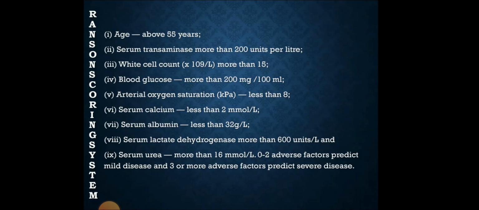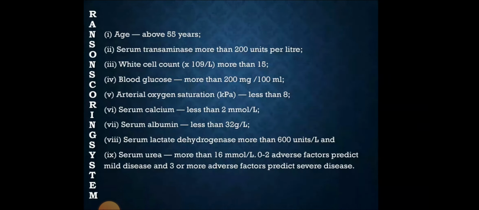scoring system. And 9 factors are being considered here, and those 9 factors are age, serum transaminase, then white cell count, blood glucose, arterial oxygen saturation, serum calcium, serum albumin, serum lactate dehydrogenase, and serum urea. These are the 9 factors being considered, and the limit values are also given, like age above 55 years, serum transaminase more than 200 units per liter, white cell count more than 15 into 10^9 per liter, then blood glucose more than 200 mg per 100 ml. So like that, the values are also given.